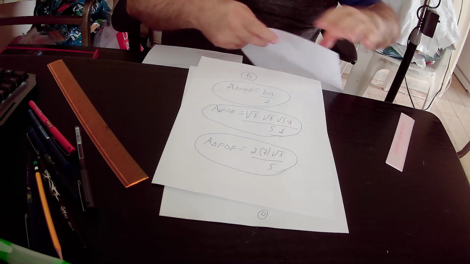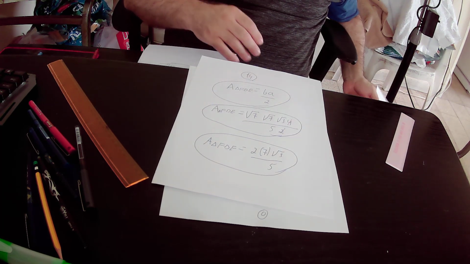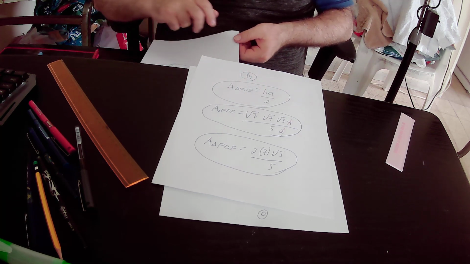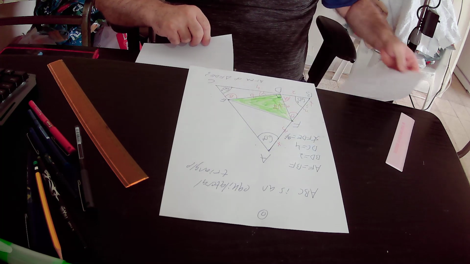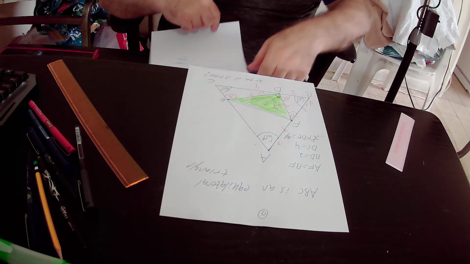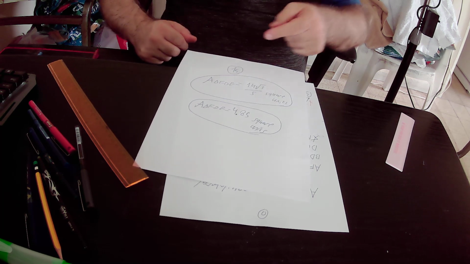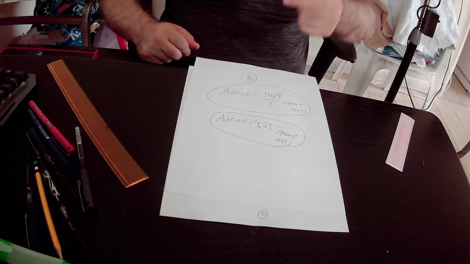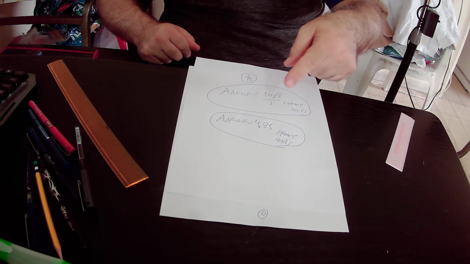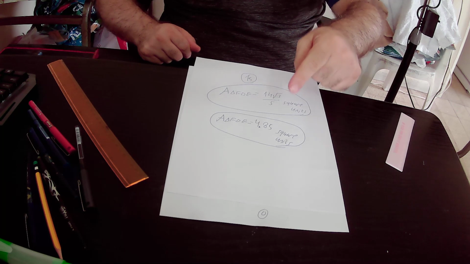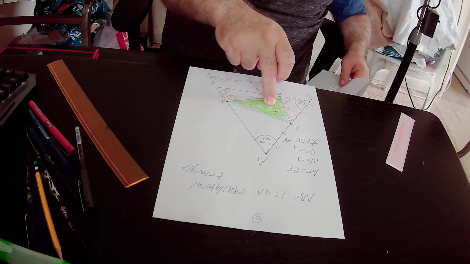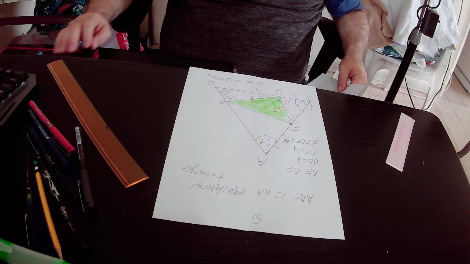So we put the data inside this equation, and we found that the area of the green triangle equals 14 times root 3 over 5 square units, or in terms of numbers, the area of the green triangle equals 4.85 square units. Again, the area of the green triangle equals 4.85 square units. Okay, thank you very much.